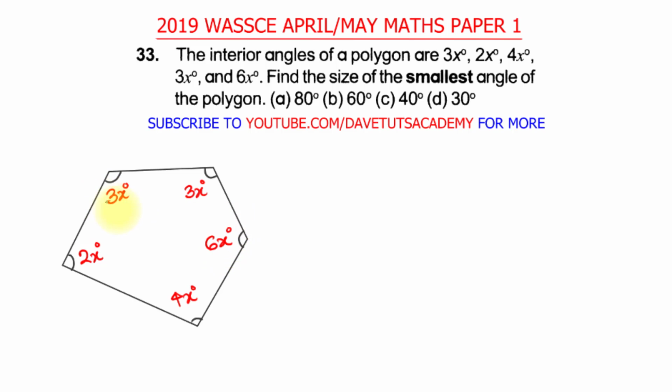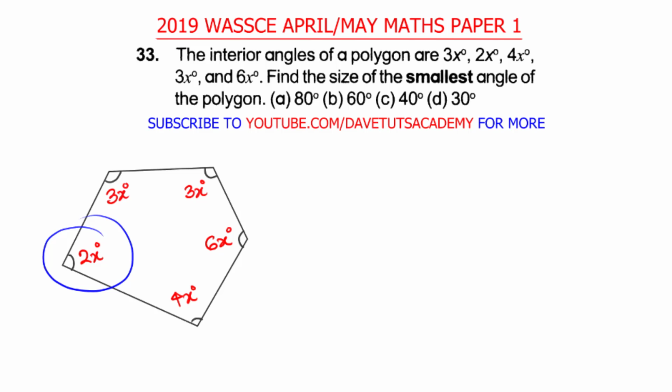Now, this is just pictorial. It's not a rendition of the actual size of the polygon. So these are all the angles of the polygon, and we have to find the smallest angle. Now looking at this, which one will be the smallest angle? We can see that what we are looking for is this 2x degrees. That's the smallest angle of that polygon.